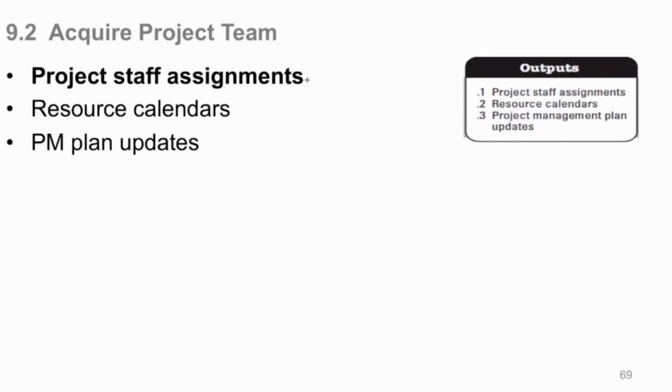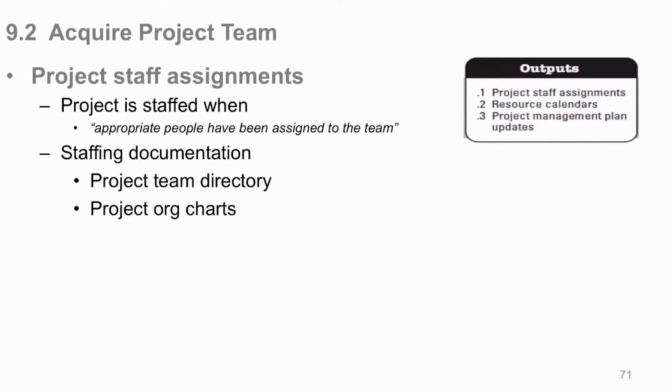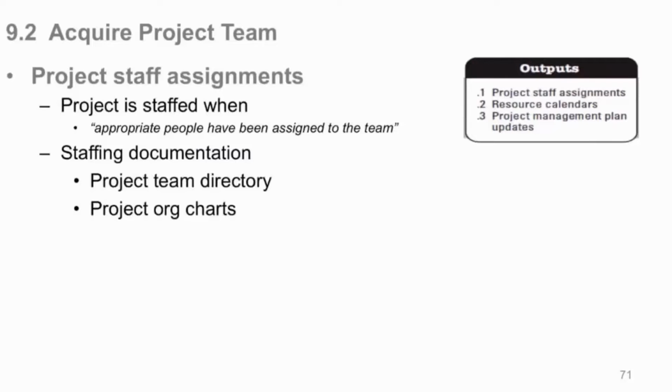And in the end, hopefully you'll end up with your project staff assignments. So it's staffed when? And here's a quote from the PMBOK. When appropriate people have been assigned to the team, then your project is staffed. A little vague there, but it means that, progressive elaboration, eventually you'll say, I'm fully staffed. But the project is staffed when the appropriate people have been assigned.